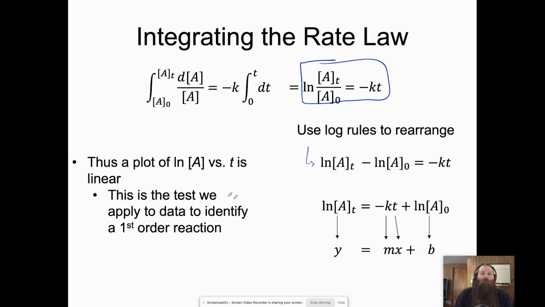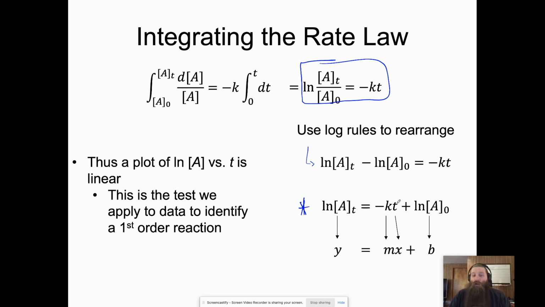Now, you do not need to know how to integrate in AP Chemistry. I'm not going to give you a rate law and say, hey, integrate this and tell me what you get. Instead, you need to know that right there. So for a first order reaction, this is our ultimate answer. This is our rate law that we want to get.